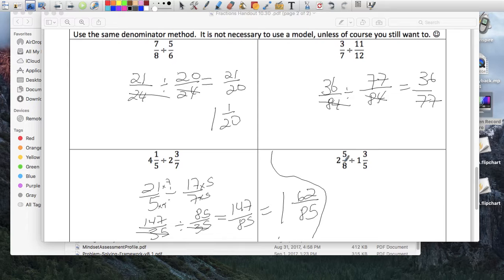Again, let's change this. 8 times 2 is 16, plus 5 is 21 over 8. Divided by 5 times 1 is 5, plus 3 is 8 over 5. LCM is 40. This is times 5, it's going to give you 105. This is times 8, which is going to give you 64. You get 105 over 64. 64 goes into 105 one time, and you're going to have 105 minus 64, which is 41 over 64. 41 left over 64. Okay.